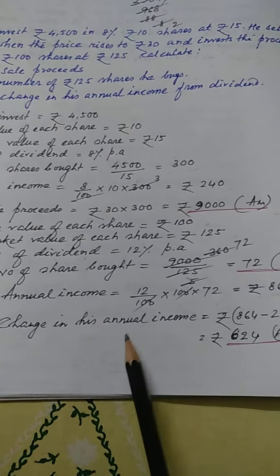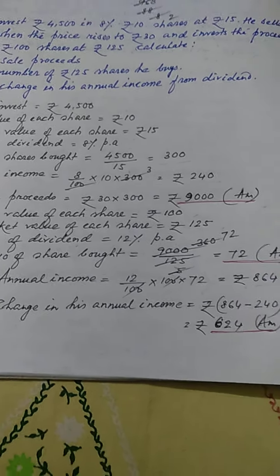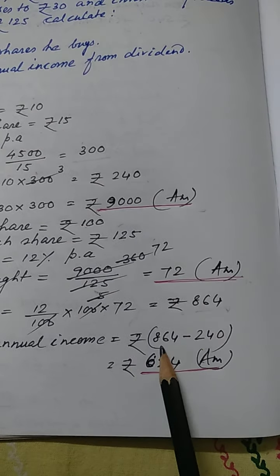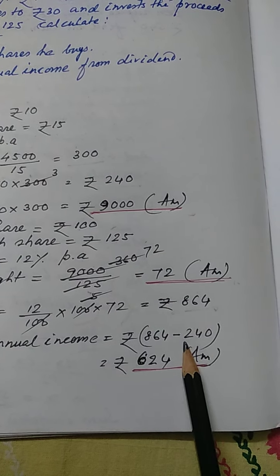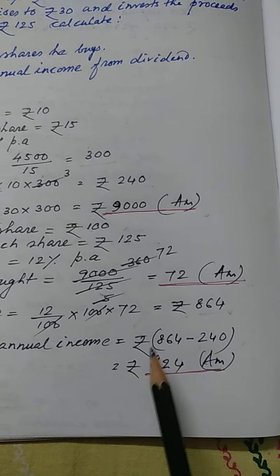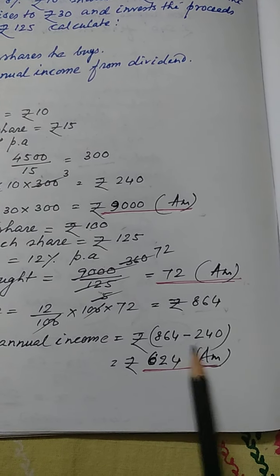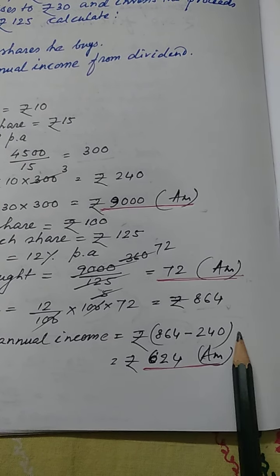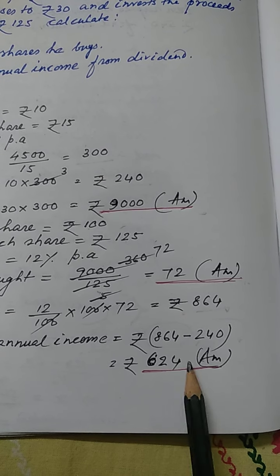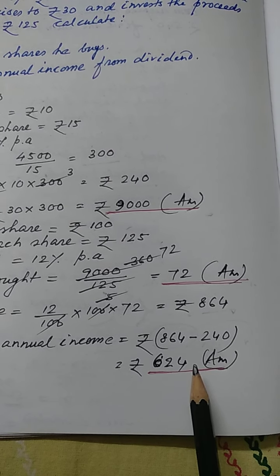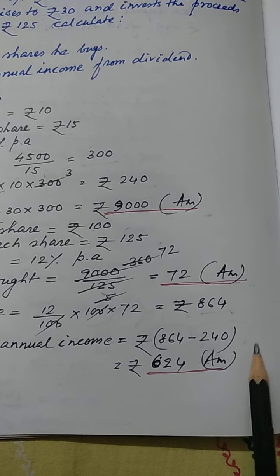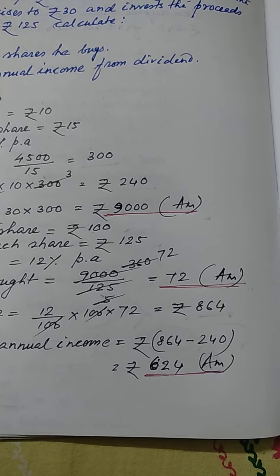Therefore change in his annual income is rupees 864 minus 240, that is the dividend from new shares minus the dividend from old shares. The difference of the two is rupees 640. So change in his annual income is rupees 640.